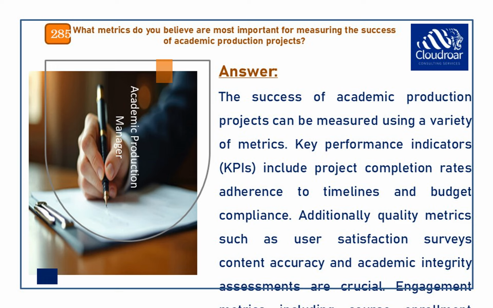Engagement metrics, including course enrollment rates and student feedback, provide insight into the effectiveness of the produced materials. Furthermore, tracking collaboration efficiency through tools like Git and project management software can reveal insights into team dynamics. By combining quantitative and qualitative metrics, I can gain a comprehensive understanding of a project's success and areas for improvement.